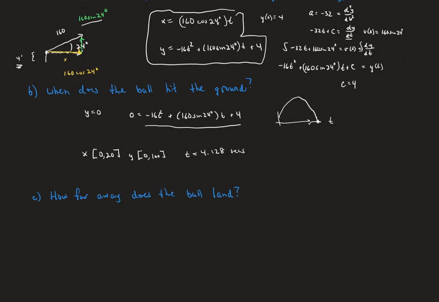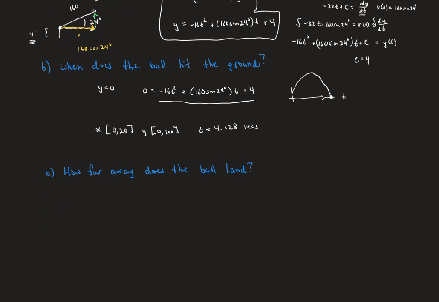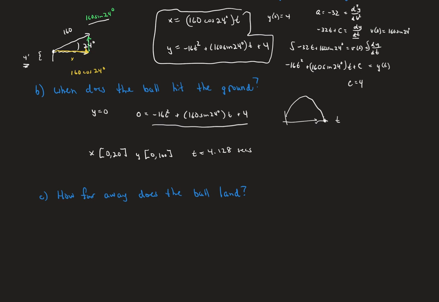Now, how far away did it land? Now we have to find that x value. So we're going to take our t value of 4.128, but I'm going to use the exact answer off the calculator and plug it into our x of t, that 160 cosine 24 degrees times our 4.128, and I'm getting 603.368 feet. So that thing got hit a long way.